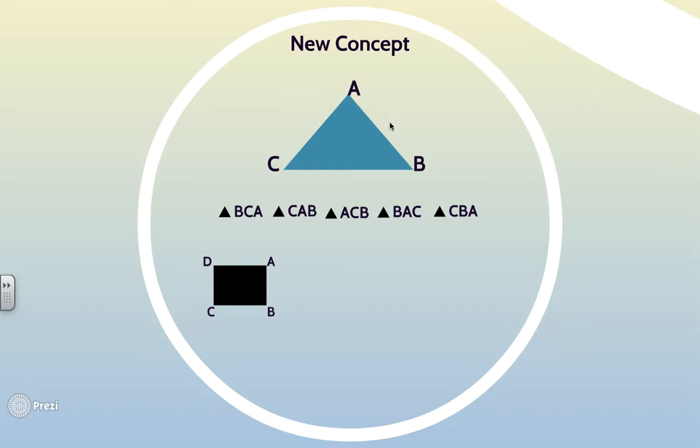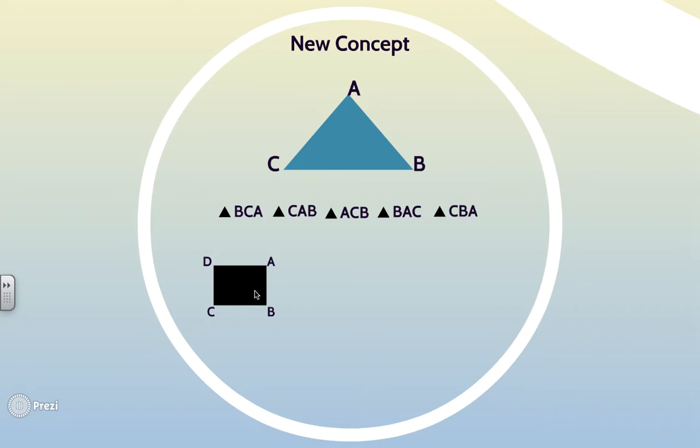When we name this triangle, we write a small triangle symbol and then name it by the points, and it has to go in order. So it could be BCA, CAB, ACB, BAC, CBA. It really doesn't matter which point you start on, as long as it connects. We'll see that when we do the rectangle.